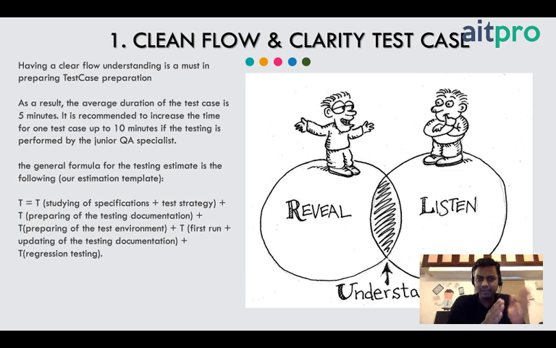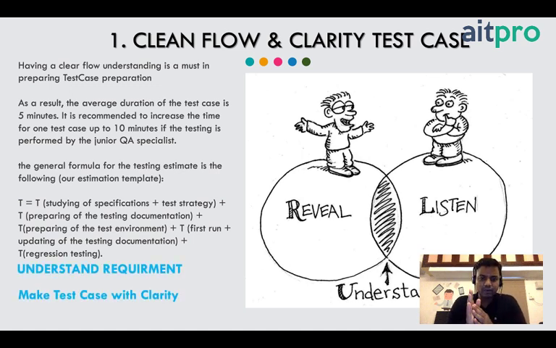Now, what is meant by a clean flow and clarity test case? For clarity test case, you all know, but what I'm trying to say about a clean flow is to understand the flow of the API. Indirectly I'm saying understand the requirement of the API. So to have a clarity flow, these are the 2 points you have to consider: understanding the requirement, and making test cases with clarity. If you do these 2 things perfectly, you can have the first step well set up.